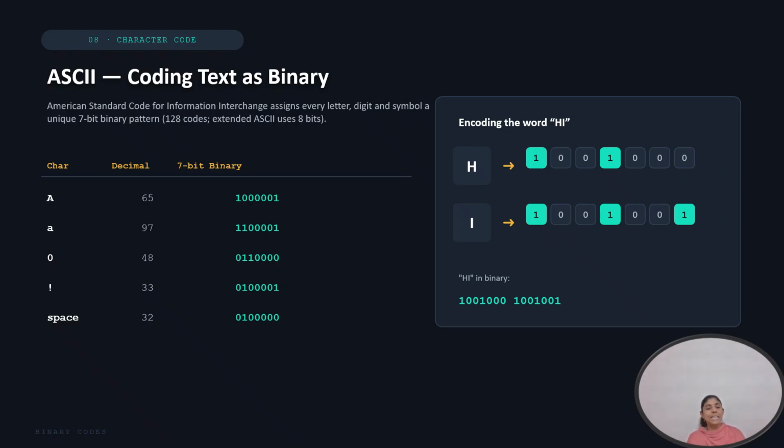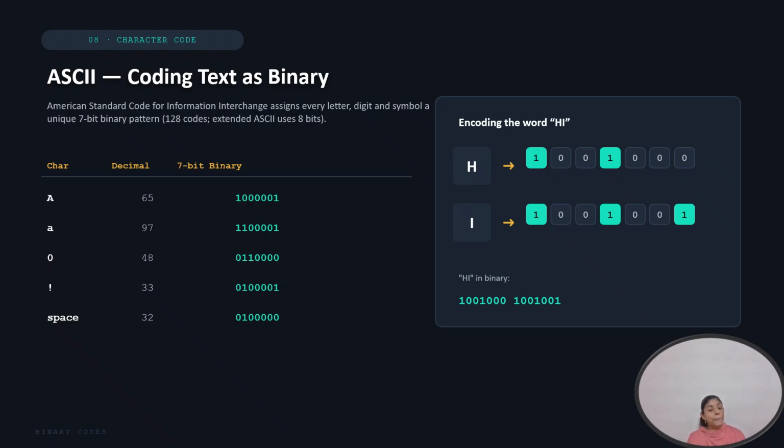Everything is patterned as a unique 7-bit binary, I mean 128 codes are there. One more ASCII is there, which we used to call extended ASCII. That extended ASCII uses 8 bits. For example, I have given only 2 or 3 values.